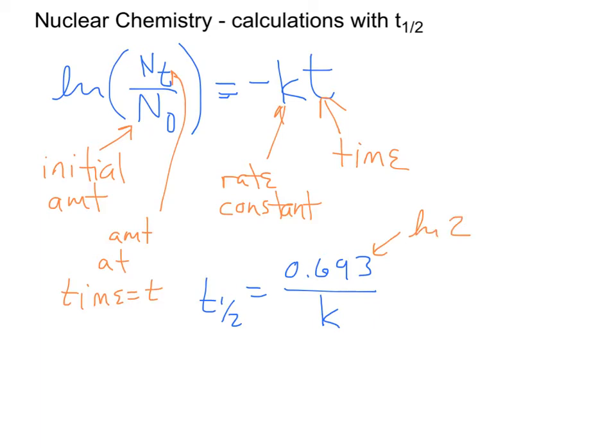So between these two equations, you can figure out all kinds of things. If I give you the half-life, you can find the rate constant. And once you have the rate constant, you can decide, okay, after 30 seconds, if I start with a gram, how much of it is going to be left?